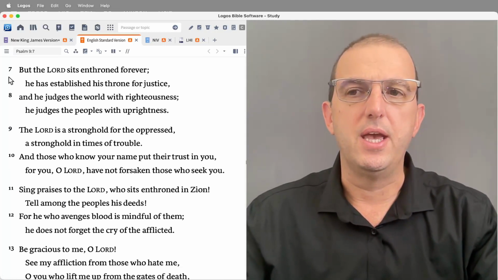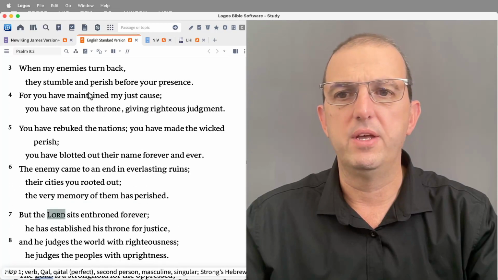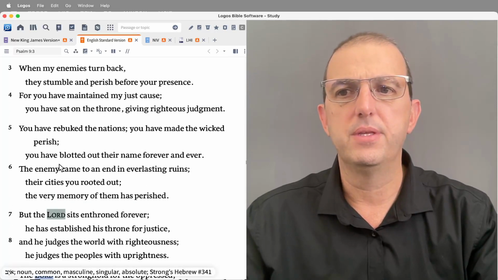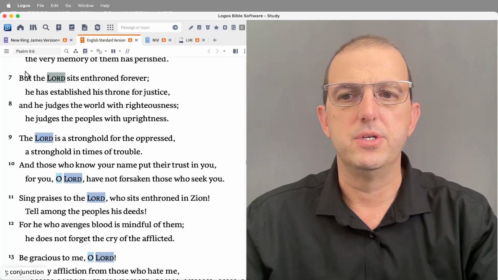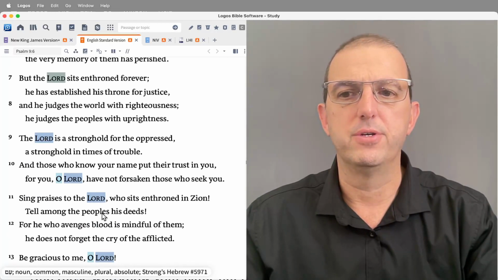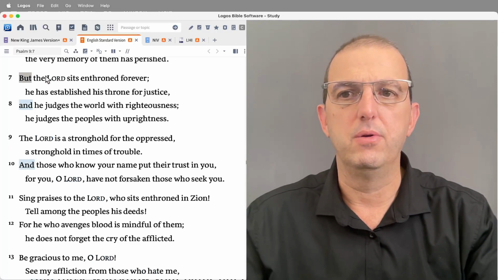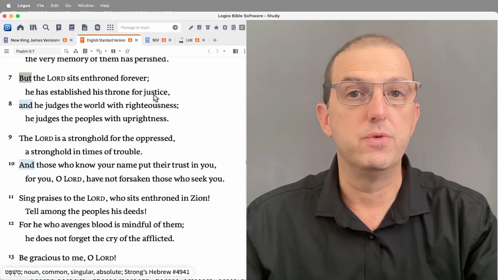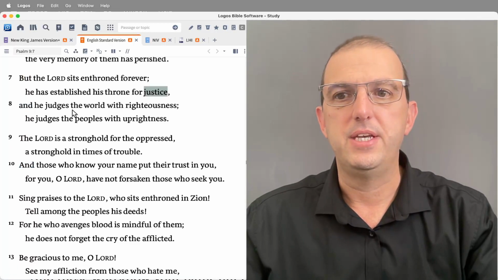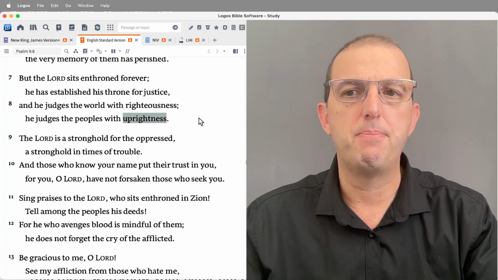Then we return again to reflect on the Lord. So the focus having been on the wicked and the enemies here in the second and third little strophes, now the focus returns to the Lord. You can see he's the focus of verses 7 through 12. Very directly, they're directed at the Lord. He sits enthroned forever. He has established his throne for justice. He judges the world in righteousness. He judges the peoples in uprightness.